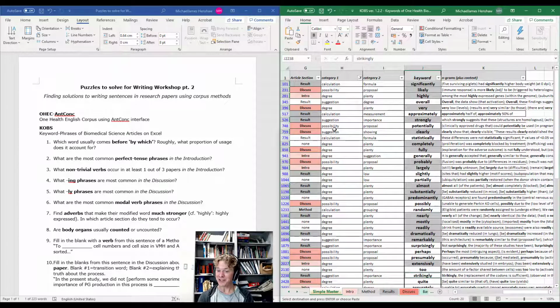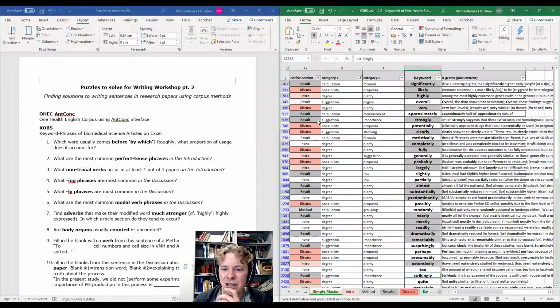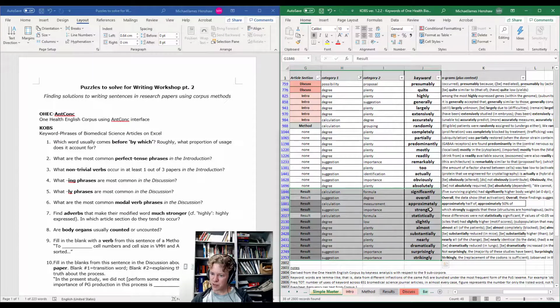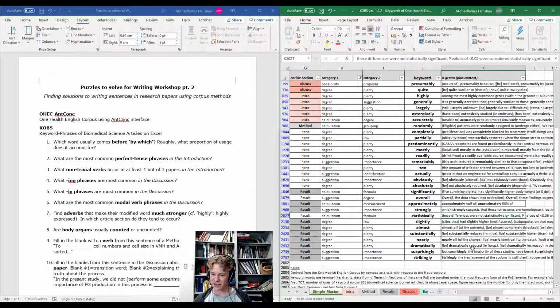Okay, well, there's no methods. We know that. There's a lot of results. The results, that kind of tells me, maybe I should resort this by result. Let's resort this. And these results ones are kind of interesting to me. Significantly, strongly, slightly, almost, substantially. And now I might start to look through these and see what strongly suggests, strongly reduced, strongly indicate, strongly associated. Cool. I like these words.